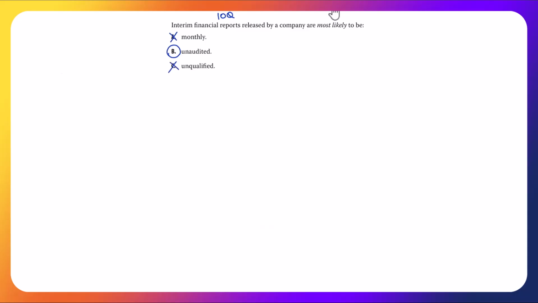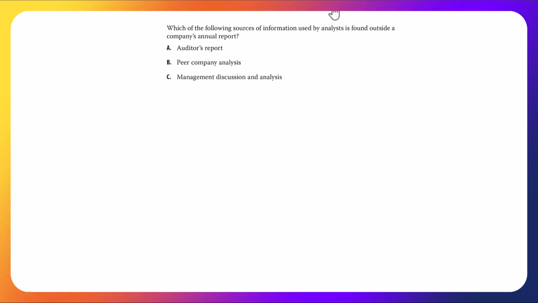The answer is B. Which of the following sources of information used by analysts is found outside a company's annual report? The audit report is part of the annual report. Peer company analysis isn't. That's outside. You don't get peer company analysis within the annual report. Management discussion and analysis, the MD&A, that is within the annual report. The one that is not is peer company analysis. The answer is B.